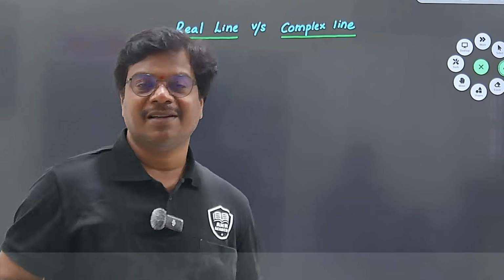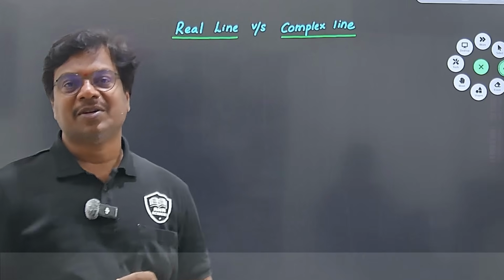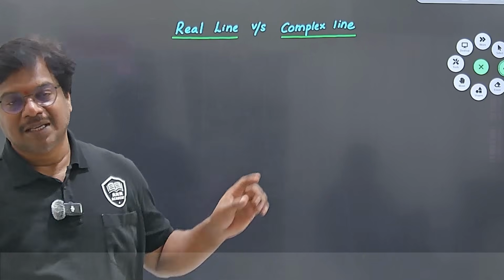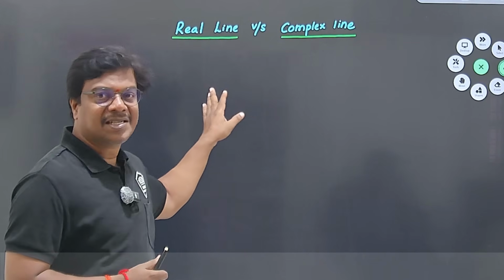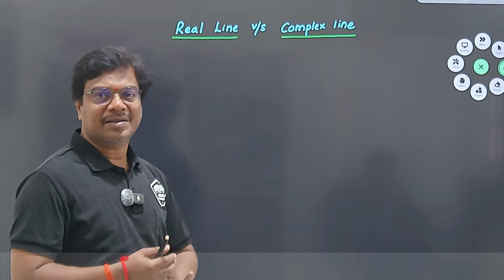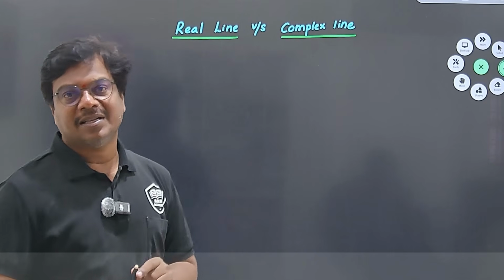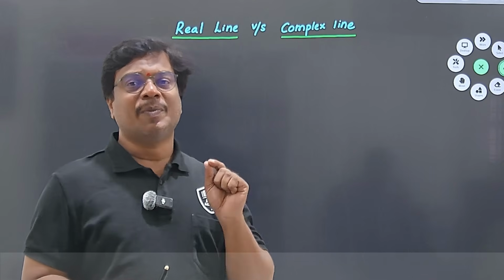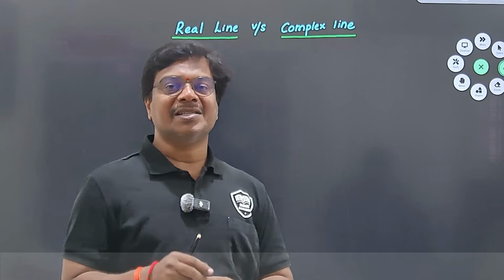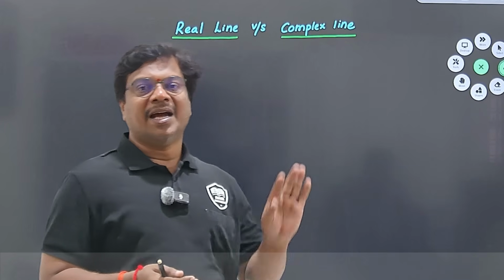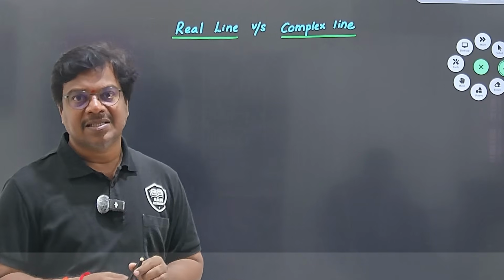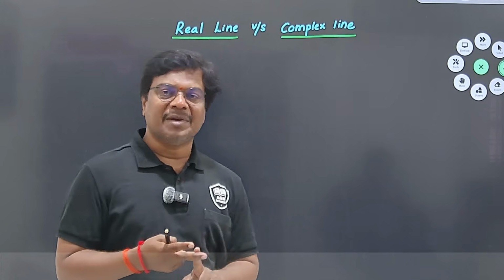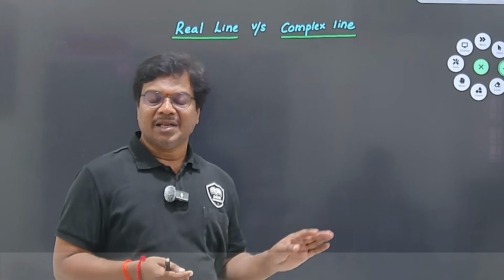Hello everyone. Today we are going to discuss the equation of a real straight line and a complex straight line, and after that we go for how to define the slope of a real line and then the slope of a complex line, and finally we will discuss the condition for parallelism and perpendicularity. Let us start.